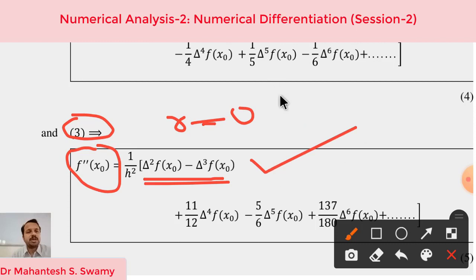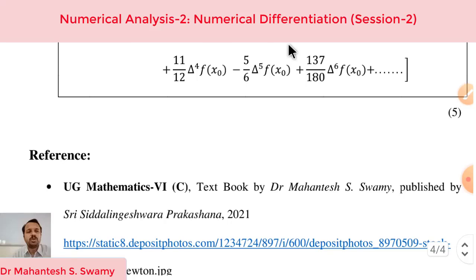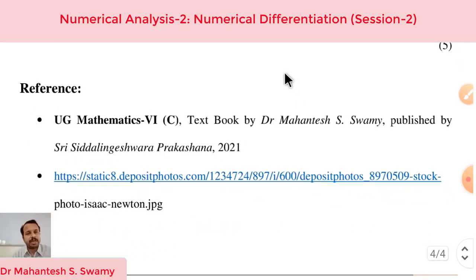So these are the formulae which give us the derivatives of f, that is the first order derivative and second order derivative at the initial point x0. So these are the two important formulae which we have to use for our theoretical work, that is solution of problems, that is finding the derivative of given function at any desired point xr. So the examples we will consider in the next session.